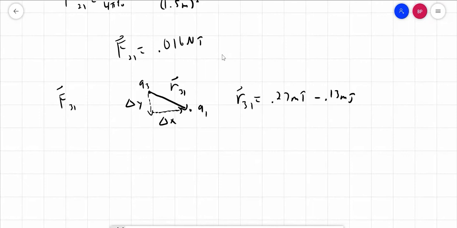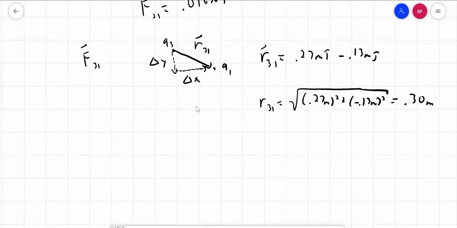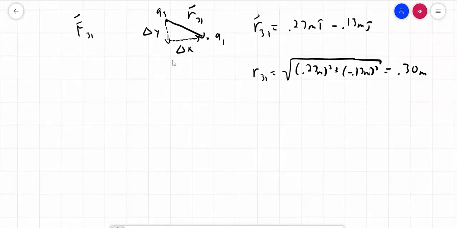Okay. Now I can find the distance here by finding the magnitude of this. So this is the square root of 0.27 meters squared plus negative 0.13 meters squared. So the result of this calculation is 0.30 meters. And now if I wanted to, I could find the unit vector by just taking this vector and dividing it by 0.3. But I could do something else. And the other thing is slightly easier, so that's what I'm going to do.